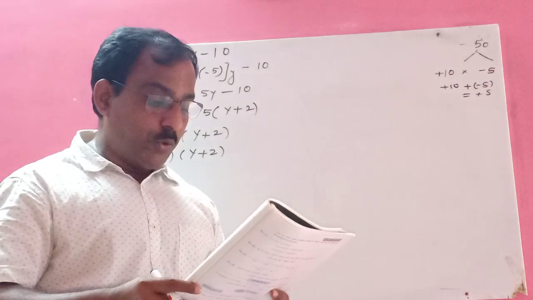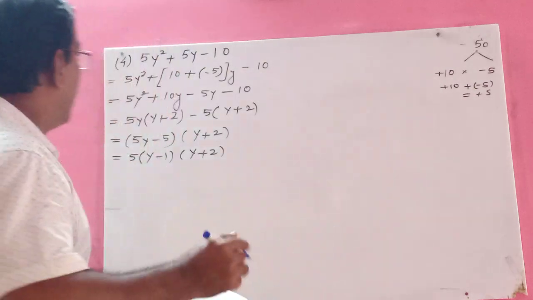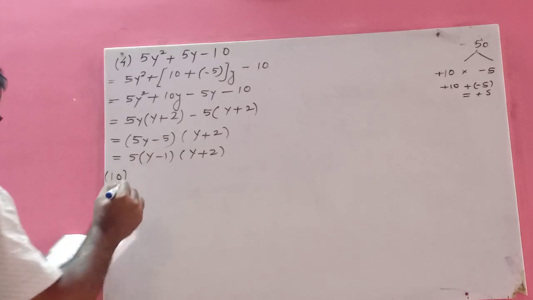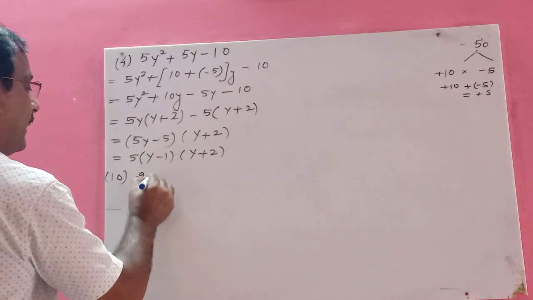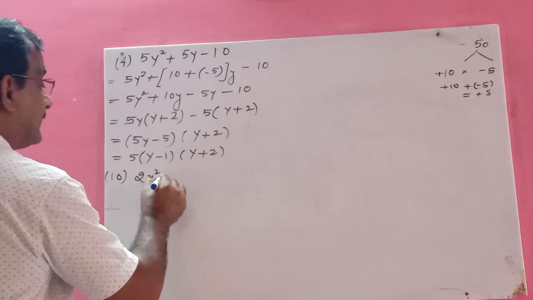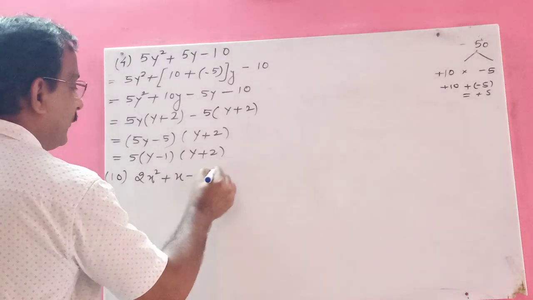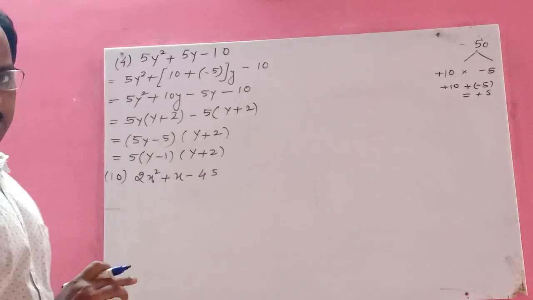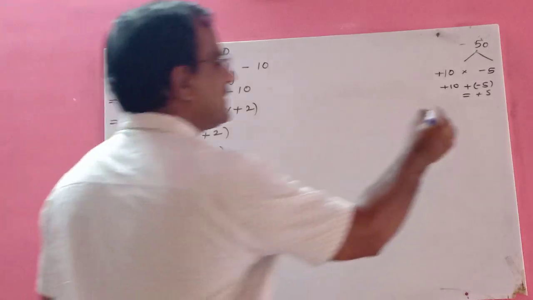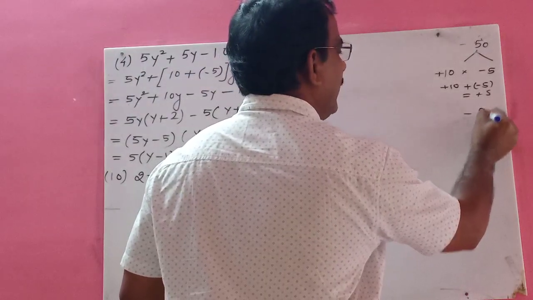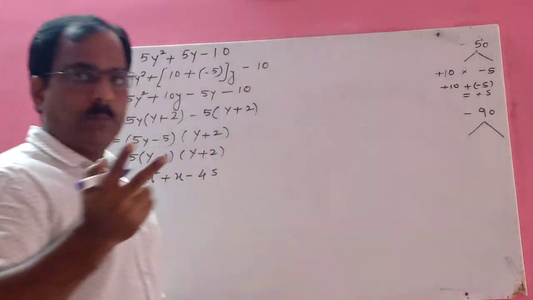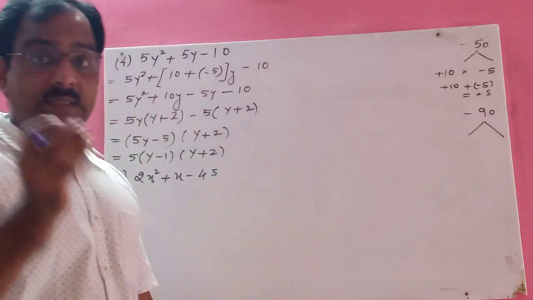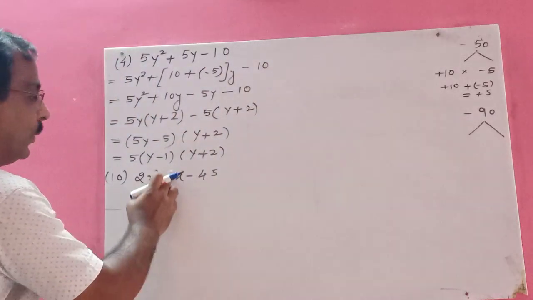I will do one more sum similar to this. Just take question number 10 of this. Question number 10. 2x square plus x minus 45. Again see here 2 is given. So 2 into minus 45. How much will you get? Minus 90. Okay. So find out two numbers again. When they are multiplied, the product should be minus 90 and the sum is 1.